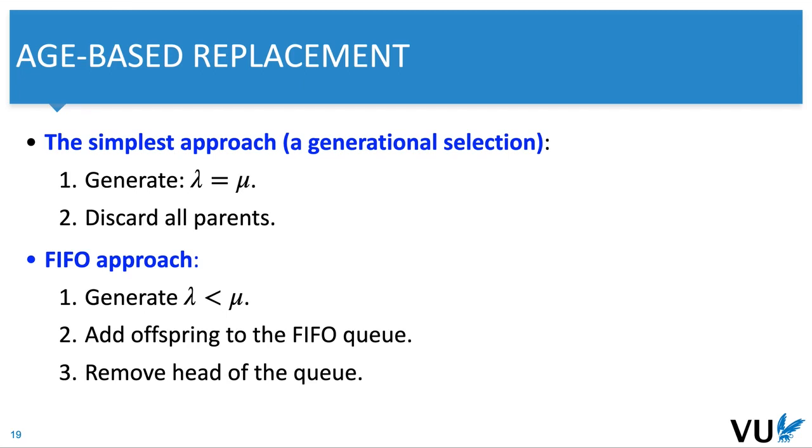We add offspring to the FIFO queue, and we just remove the head of the queue, or a couple of points from the queue. So this could be this approach. All right, so this is age-based. So we know that they must die in some sense. Of course, you can think of much easier, more straightforward, more biological approaches.